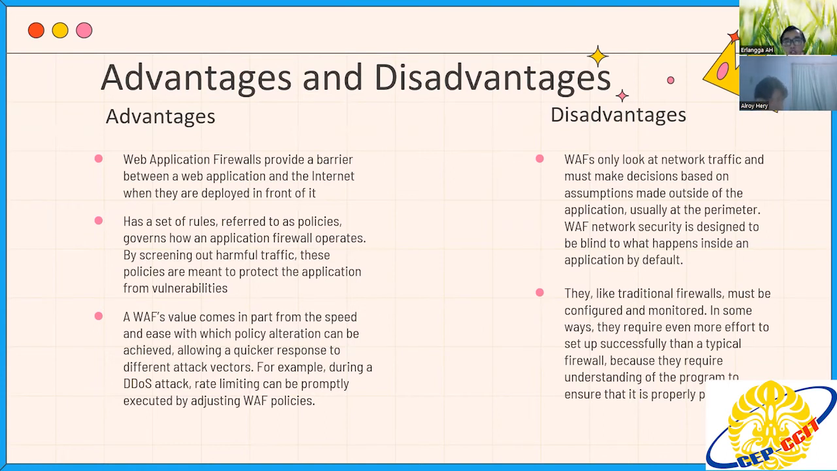And then we go to the disadvantage. WAF only looks at the network traffic and must make decisions based on assumptions made outside of the application. Usually at the perimeter, WAF network security is designed to be blind to what happens inside the application by default. And then they, like traditional firewalls, must be configured and monitored. In some ways, they require even more effort to set up successfully than a typical firewall because they require an understanding of the program to ensure that it is properly protected. Next.